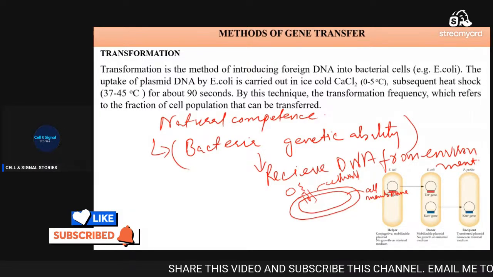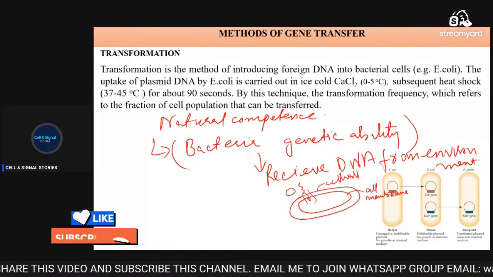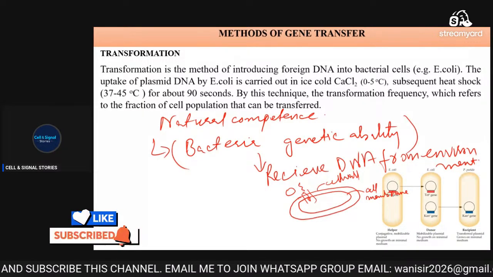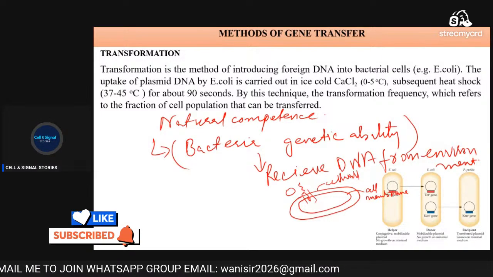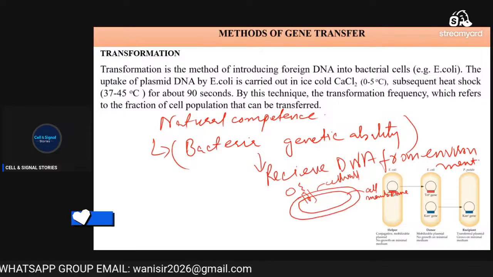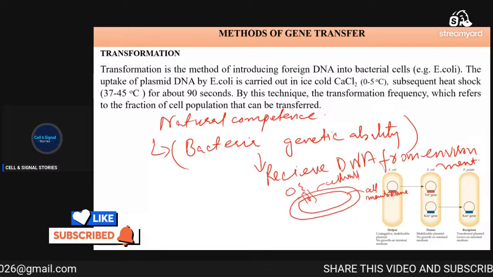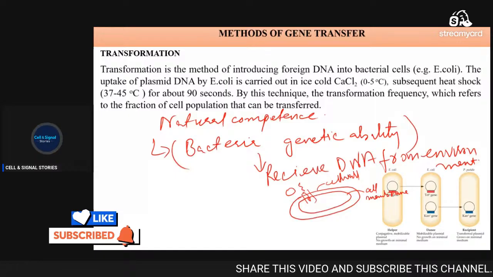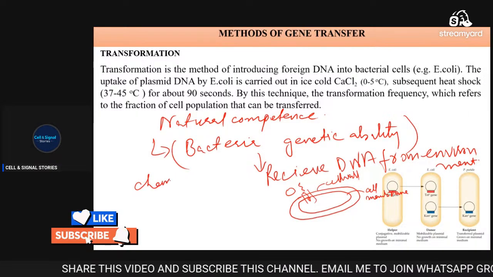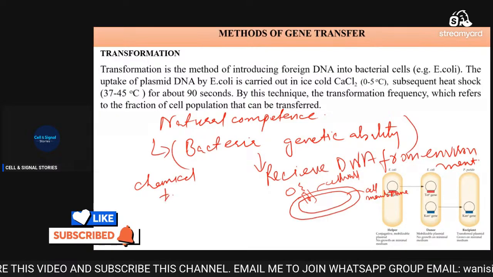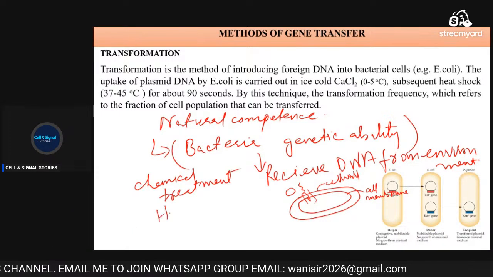So how can we make this bacteria competent to get this foreign DNA? That is called the process of formation of competent cells. Naturally, I told you, it is the genetic ability of the bacteria. Artificially, how can we do it? Artificially we can do it by giving a heat shock or a chemical treatment. We will give the chemical treatment and we will give the heat shock.